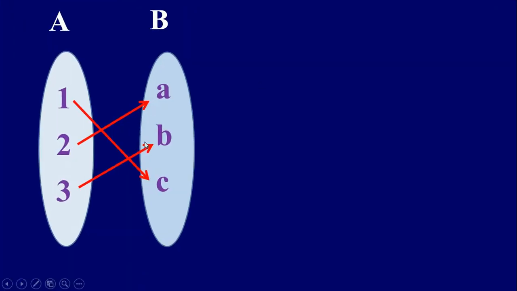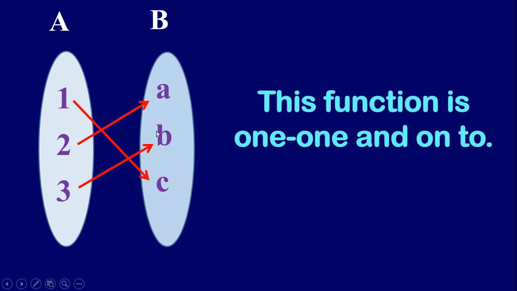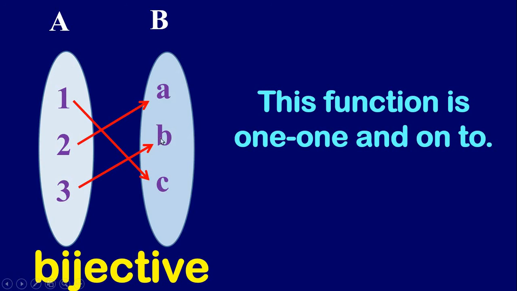Next we consider one example. Now we consider this function. Here different elements have different images, so this is a one-one function. And here all the elements of the codomain are images, so this is an onto function. This function is both one-one and onto, therefore this function is a bijective function.